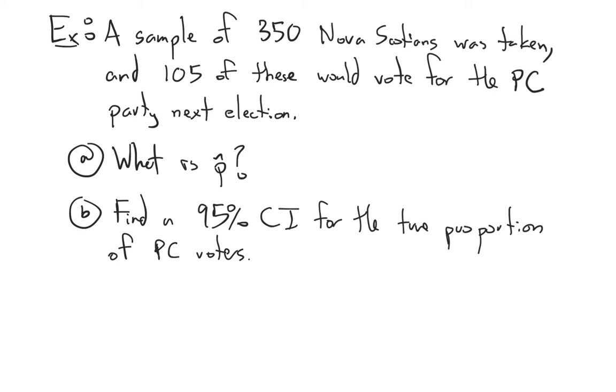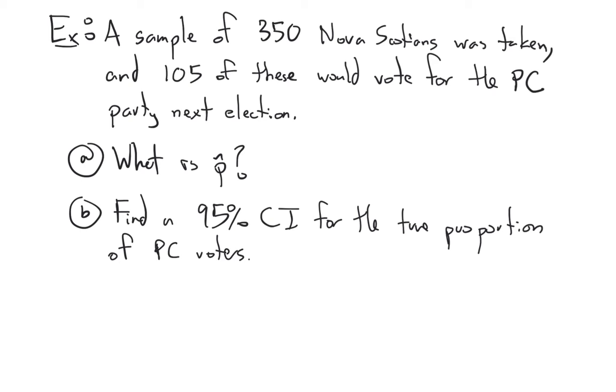So here we have a very familiar scenario. If you ever watch the news when an election is happening, there are polls that always come out. And they say, we've polled so many Nova Scotians, and so many of them would vote for a particular political party, and then they talk about some numbers. So we're going to recreate basically how they come up with these numbers and what they mean.